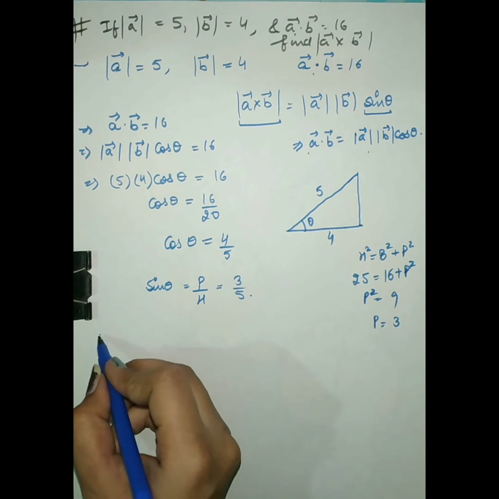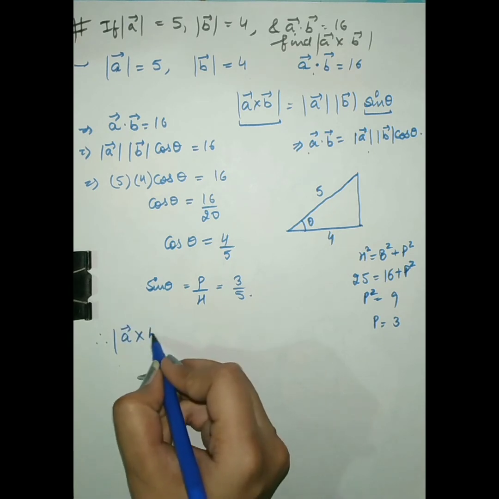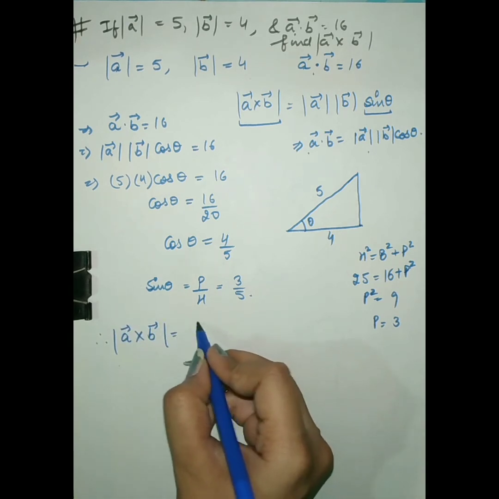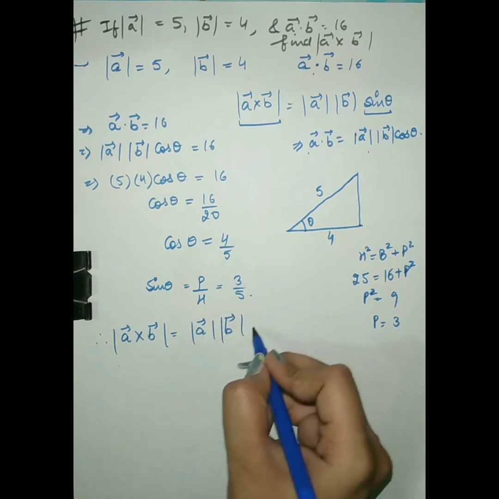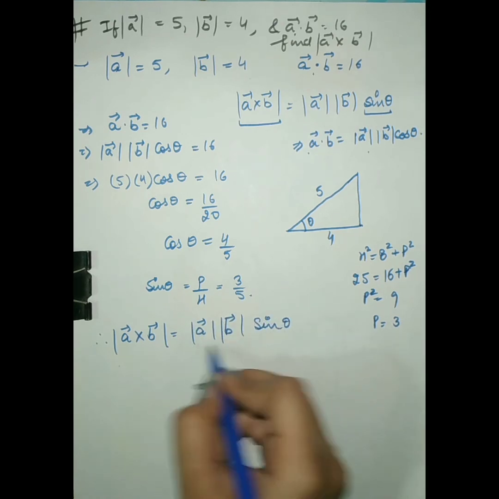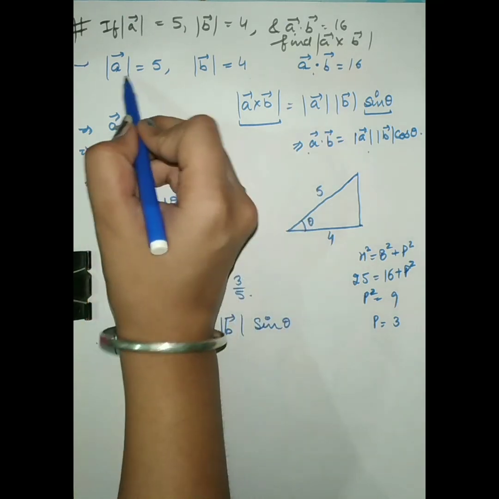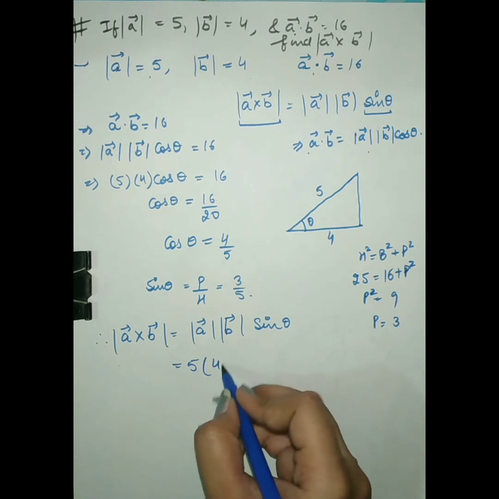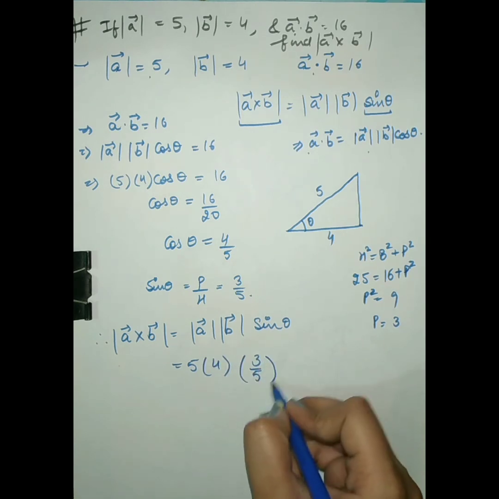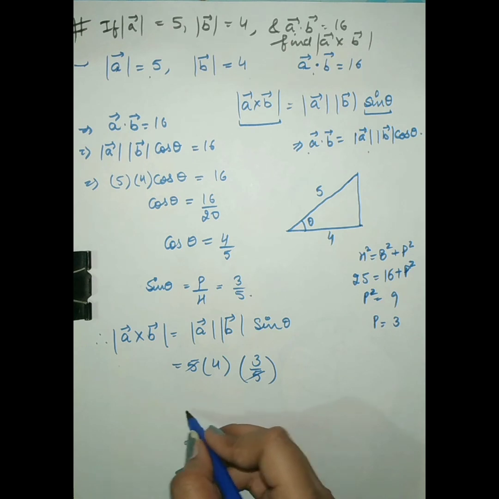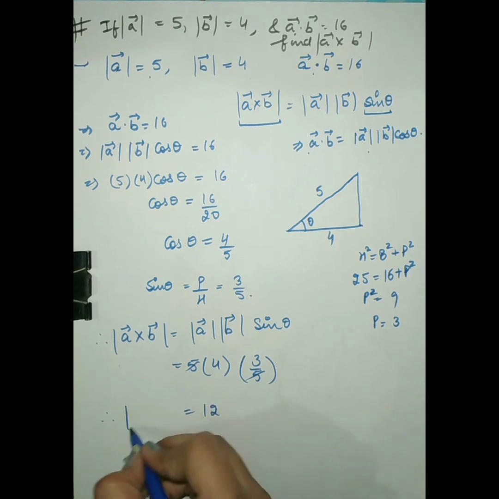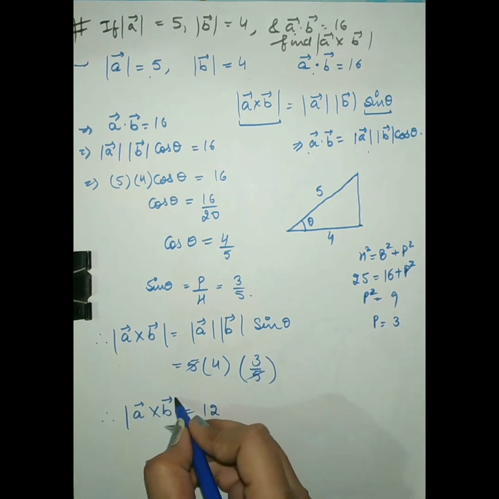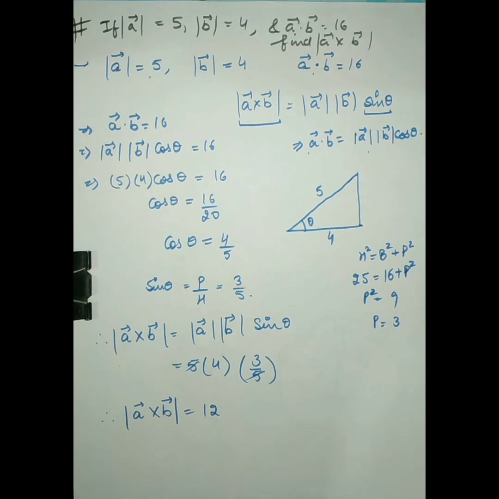So now we have to find the magnitude of A vector cross B vector, which equals A vector magnitude into B vector magnitude sin theta. We put these values here. That means A vector magnitude equals 5 and B vector magnitude equals 4, and sin theta equals 3 upon 5, and 5 and 5 cancel out and we get 12. So therefore the magnitude of A vector cross B vector equals 12. So hence this is the method for finding the angle between the two vectors.